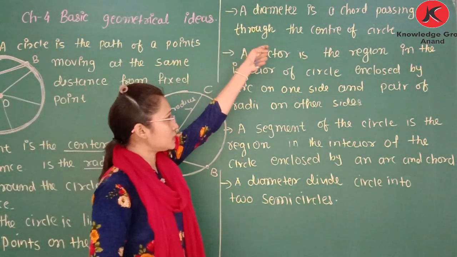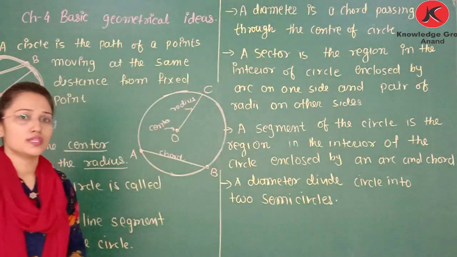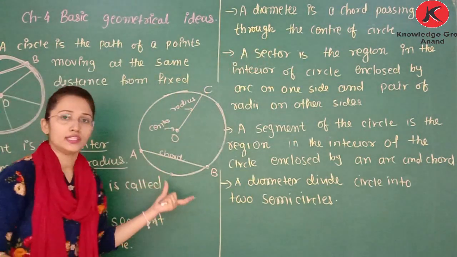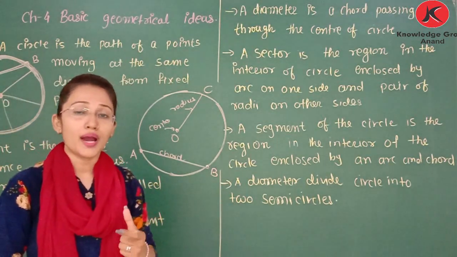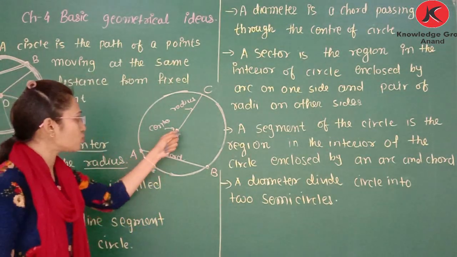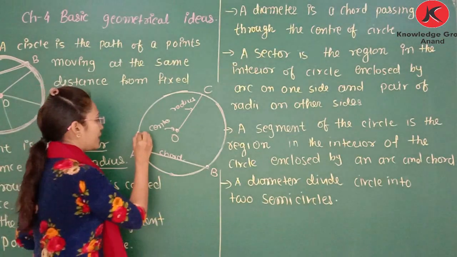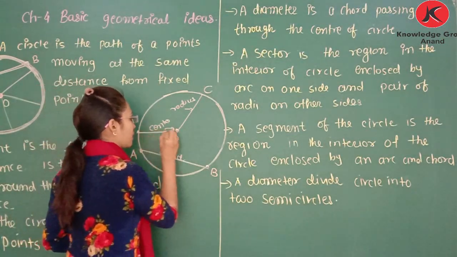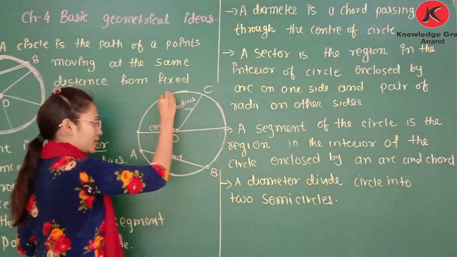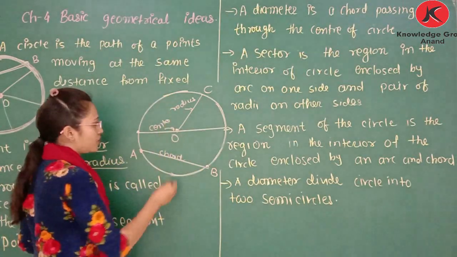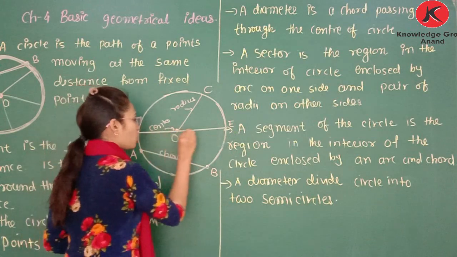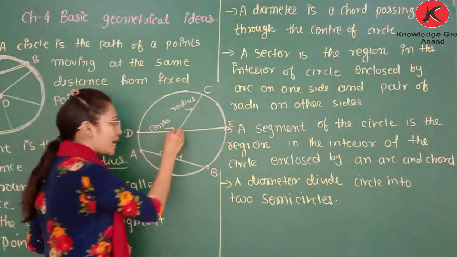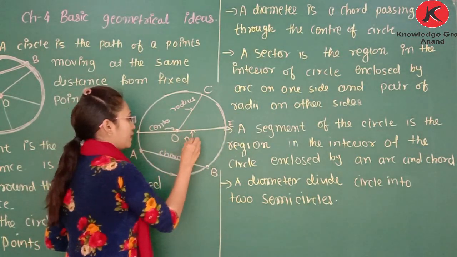Now a diameter is a chord passing through the center. If we take any 2 points on the circle and join them, we get a chord. But if the chord passes through the center, now we draw a line that passes through the center. You can draw this line anytime. Let's say this is B and E. So this chord that passes through the center becomes the diameter.